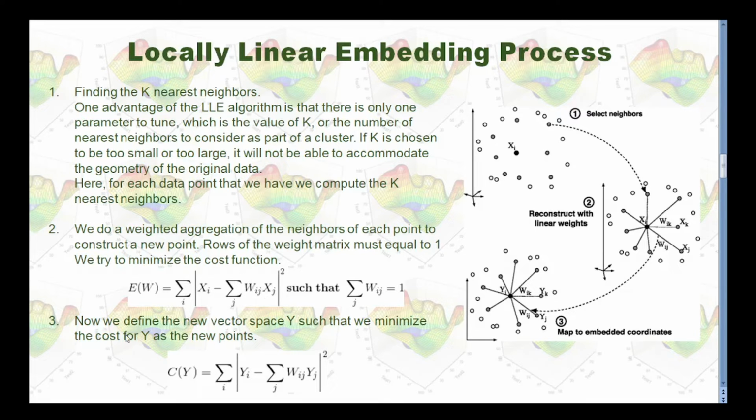And in the third step, we go to the new vector space y, and we minimize the cost for y at the new point. Look at those two formulas. They are very similar, and the most important point is that the weight here will be used in this new vector space. We use the same weight. This is a very important point of the regular locally linear embedding method.